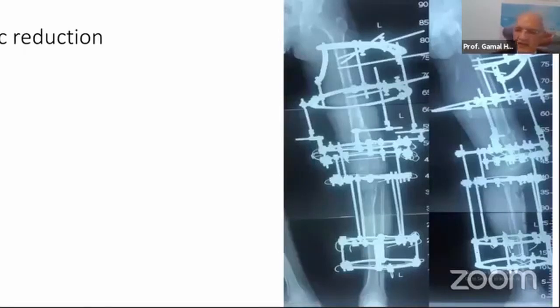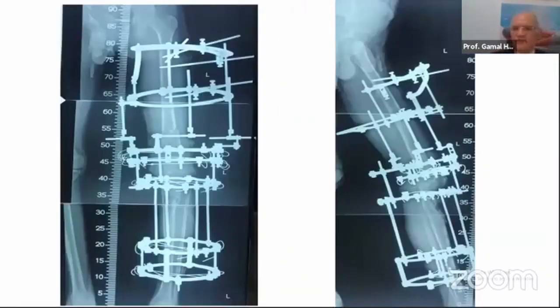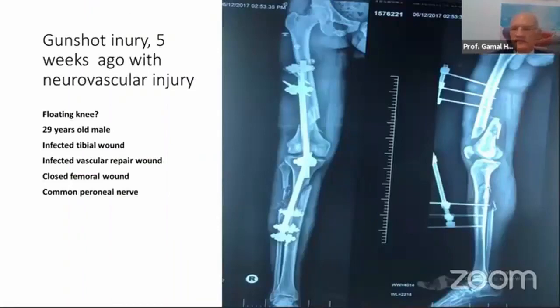This picture again. You see the displacement, the patient coming at 35 days or 5 weeks. See the severe displacement. Most of the people think that you have to do open reduction because of the soft tissue interposition and severe shortening.